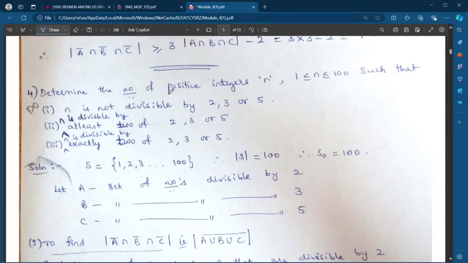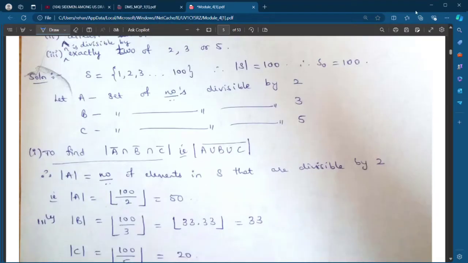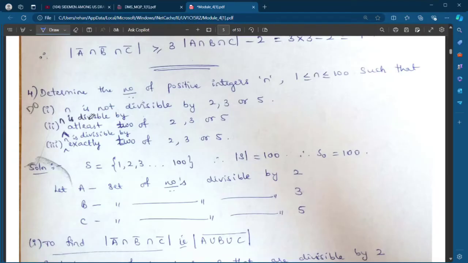Determine the positive integers 1 less than or equal to n less than or equal to 100 such that n is not divisible by 2, 3, 5. So this is one important question which has occurred in a model paper, I presume somewhere. I think it has occurred. Very interesting and important question. Okay, so now see here what they have given. First, I have to find n is not divisible by 2, 3, or 5. Then n is divisible by at least two of these numbers. And then n is divisible by exactly 2, at least 2 and exactly 2.